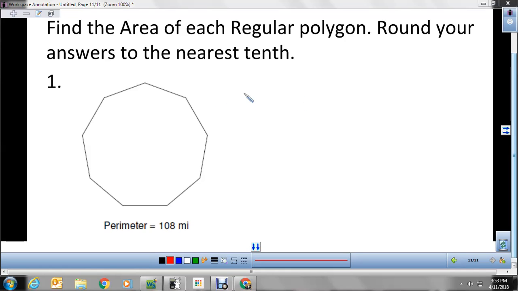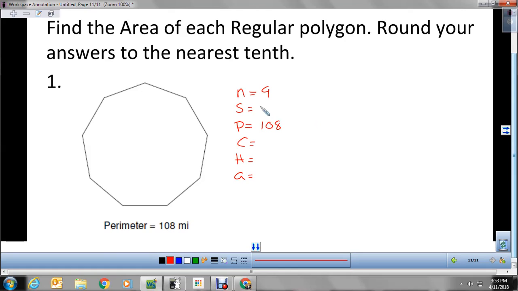All right, number 1. They've given us the perimeter this time, which is something we haven't seen yet. So we start out with N, S, P, C, H, and A. Now, we count the number of sides: 1, 2, 3, 4, 5, 6, 7, 8, 9. So we got 9 sides. We don't have a side length yet, but we know the perimeter is 108. So that means we can find the side length by dividing 108 by 9. That gives us 12. So our side length is 12. So each side here is going to be 12 as we go around.